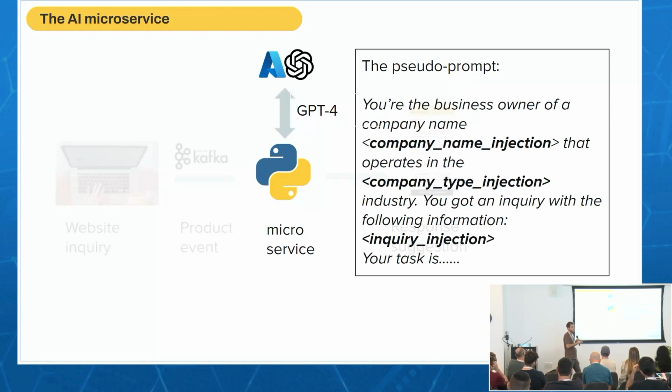And what you see on the screen is what I call a pseudo prompt. The real prompt is really, really long, so we just talk about the relevant components. You are the business owner of a company name, and then there is the company name injection coming from the Kafka event, that operates in, and then there is the company type injection, because this is also an important context. You got an inquiry with the following information, and in the inquiry injection, you have the processed data, right? Not the raw inquiry that we got. And then there is the task specification, which is very general to all inquiry responses.